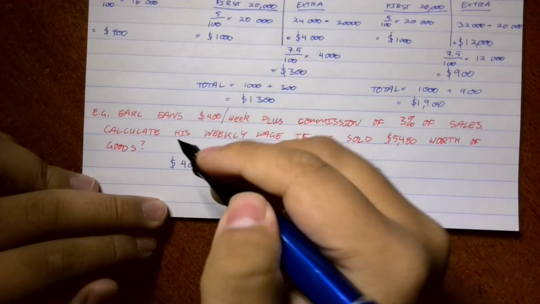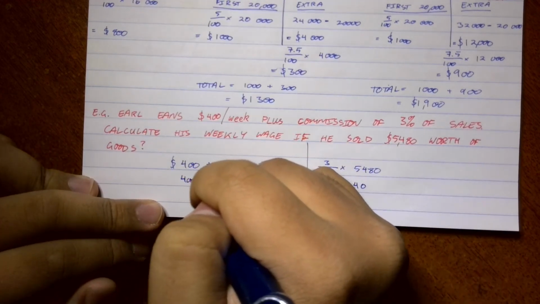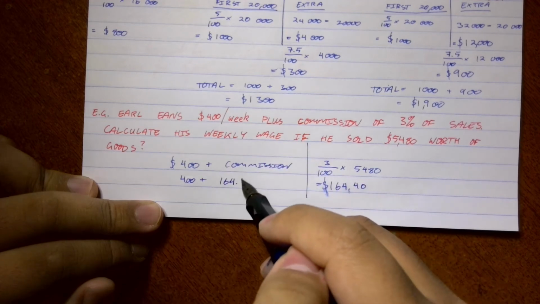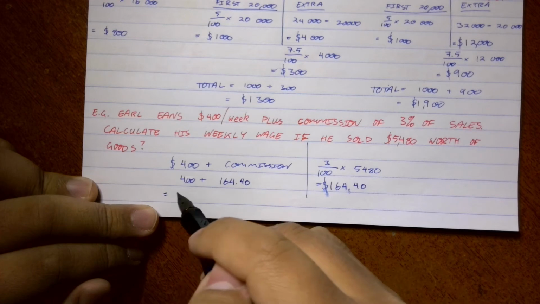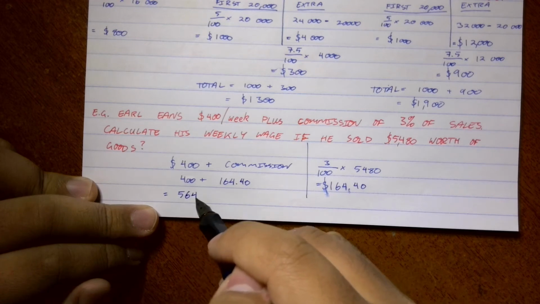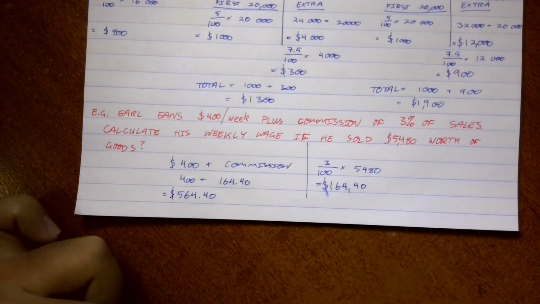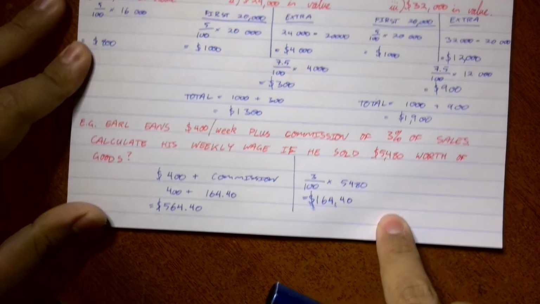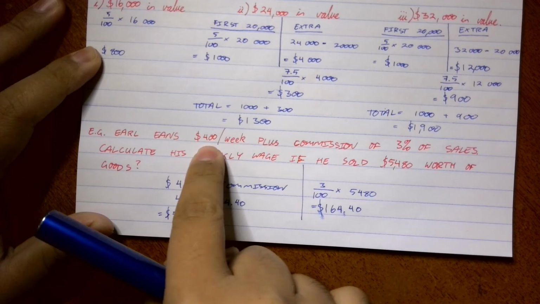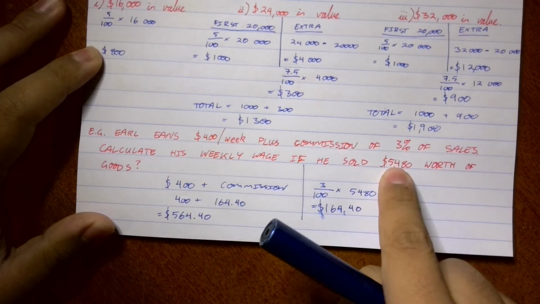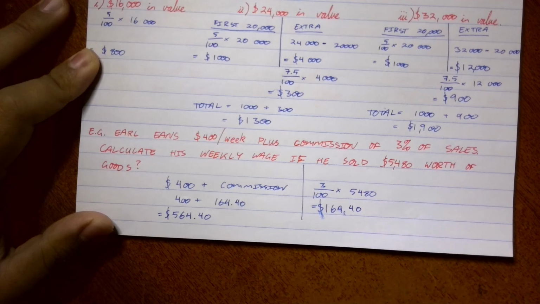So really, his total is 400 plus 164.40, which gives us $564.40. So in this last example, it's just a matter of calculating the weekly wage plus the commissions that he's earned, 3% of this amount of sales.